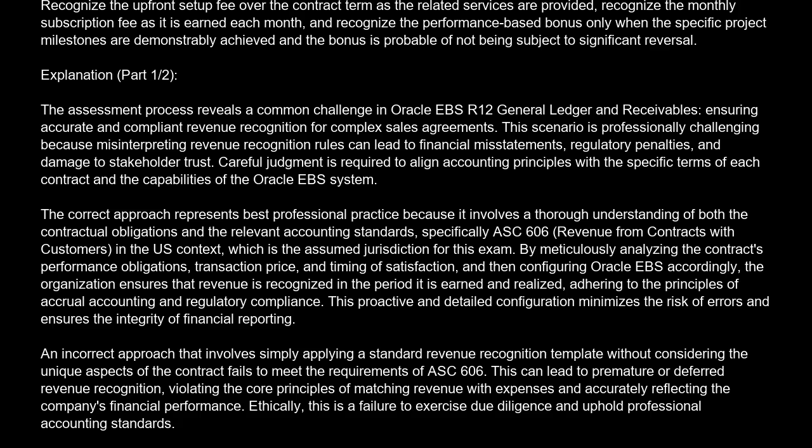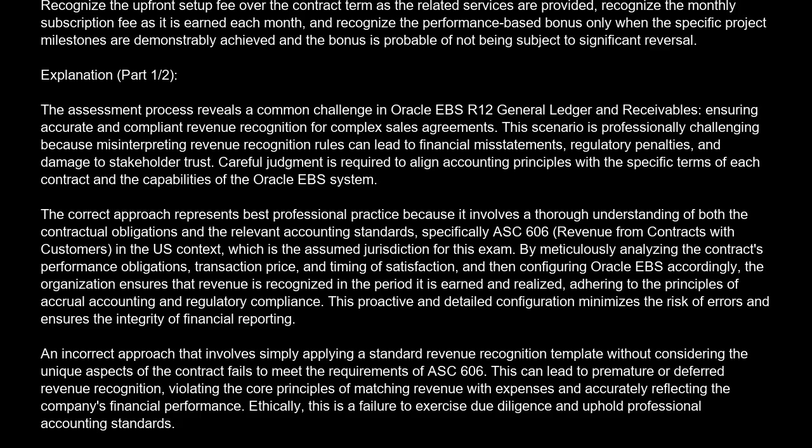An incorrect approach that involves simply applying a standard revenue recognition template without considering the unique aspects of the contract fails to meet the requirements of ASC 606. This can lead to premature or deferred revenue recognition, violating the core principles of matching revenue with expenses and accurately reflecting the company's financial performance. Ethically, this is a failure to exercise due diligence and uphold professional accounting standards.